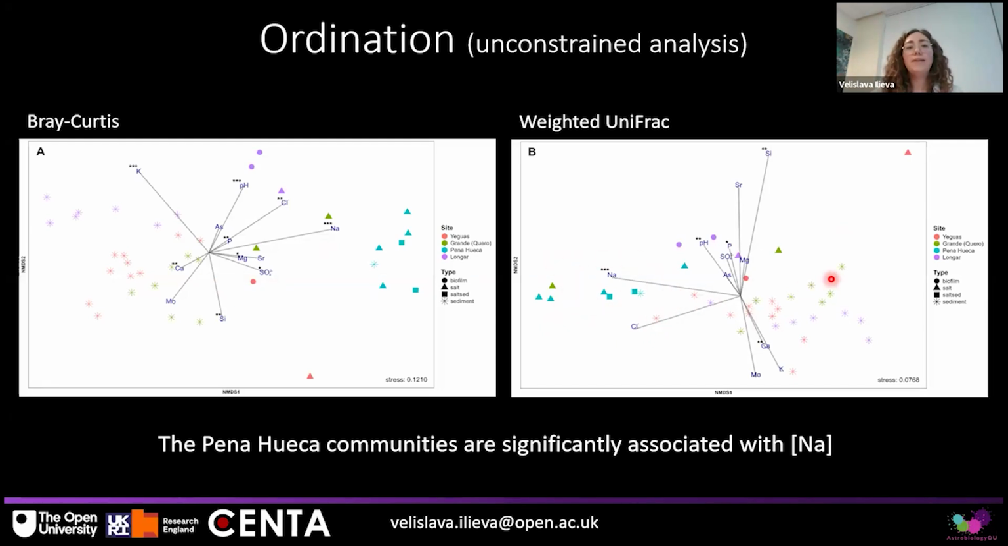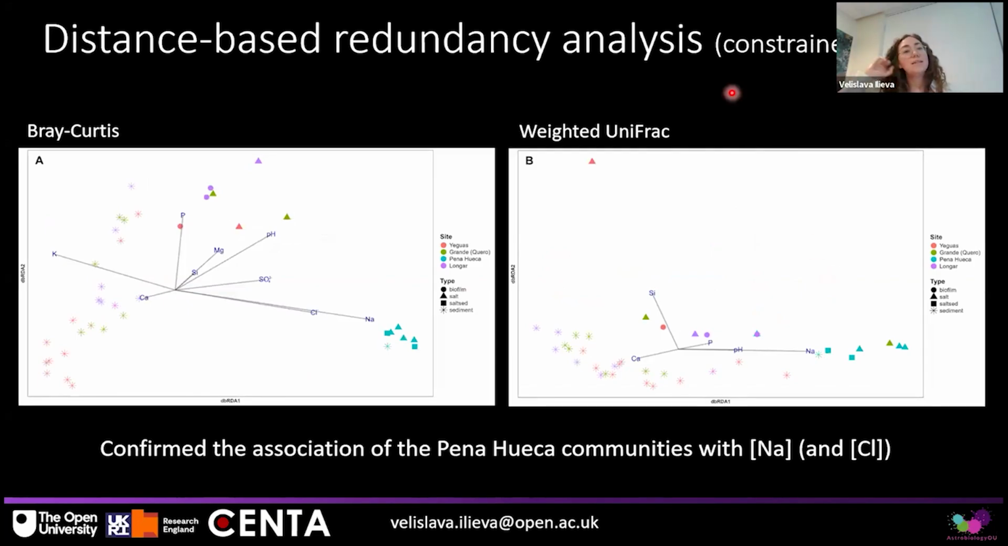To confirm these findings, I also performed constrained analysis. This is called distance-based redundancy analysis, where I essentially used the microbial data as well as the environmental data in the model, again basing it on the same Bray-Curtis similarity and weighted UniFrac. And those gave us absolutely the same conclusions, that the Penahueca communities were different to the others, and they were affected significantly by the concentrations of sodium as well as chloride, which makes sense because we found a lot higher concentration of these elements and ions at Penahueca compared to the other sites.